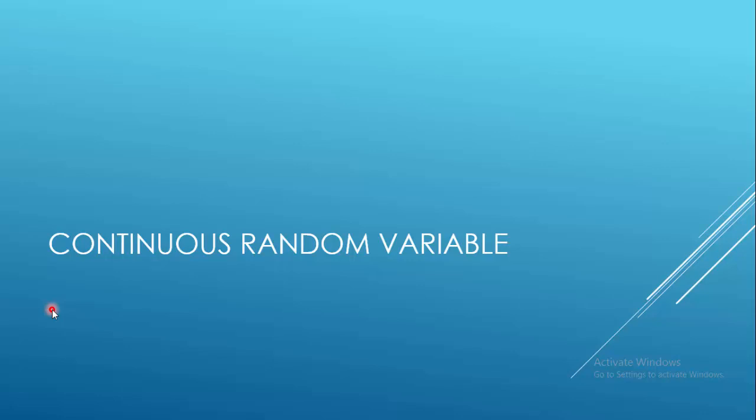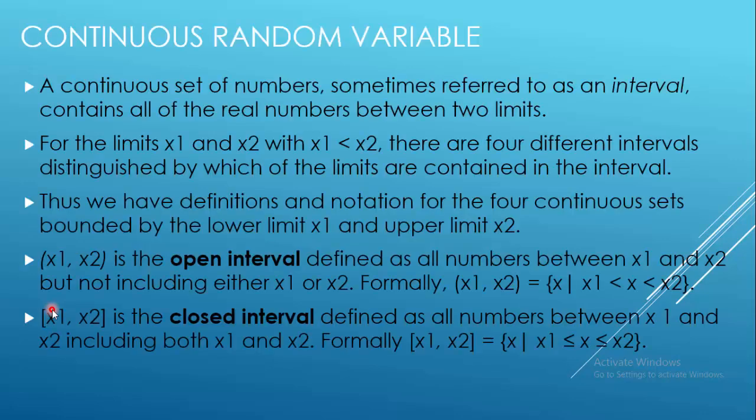So our topic is continuous random variable. A continuous set of numbers, sometimes referred to as an interval, contains all the real numbers between two limits. For the limits x1 and x2, with x1 less than x2, there are four different intervals distinguished by which of the limits are contained in the interval.